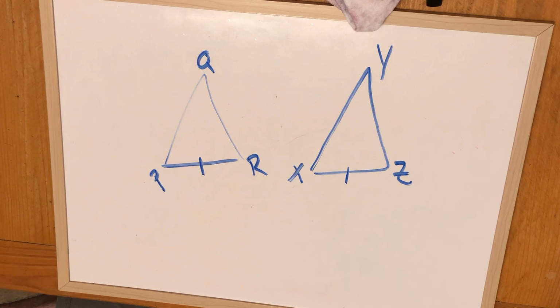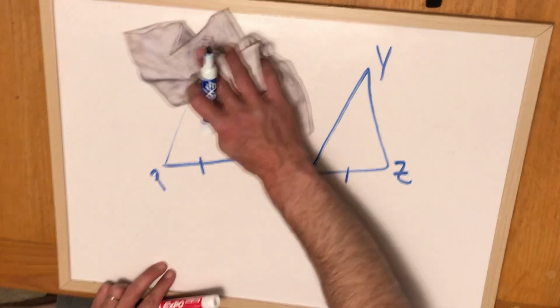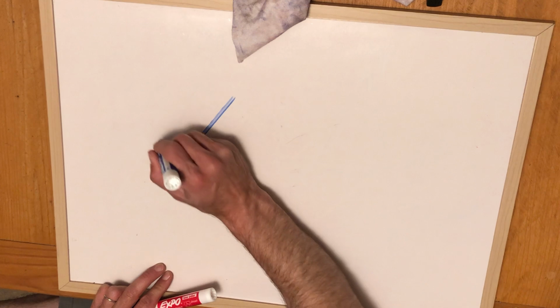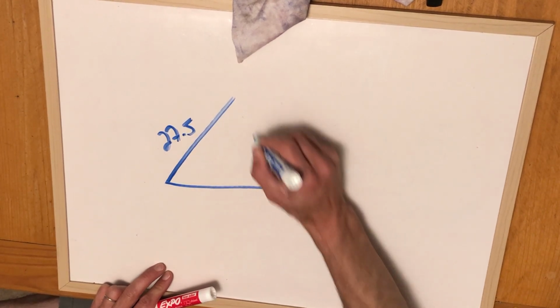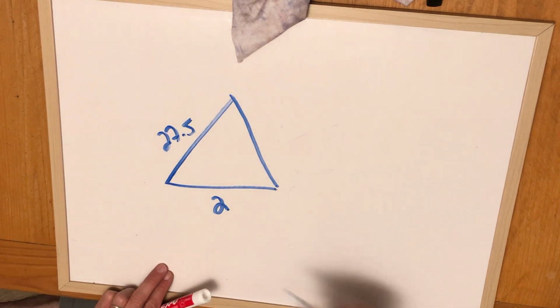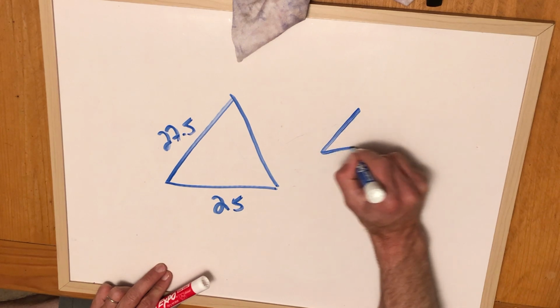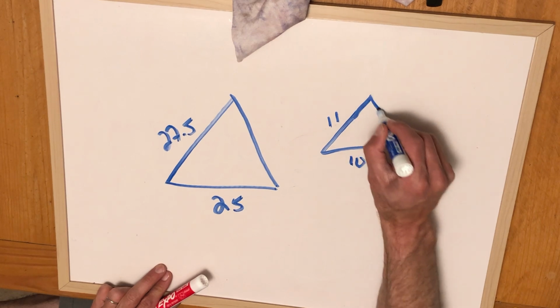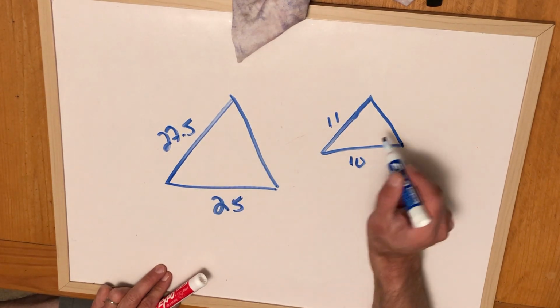The last one. Shown below is an illustration of the triangle, show work. Okay. First off, are they congruent? They're absolutely not congruent because they're not the same size. How do you know they're not the same size? Well, because if this side is 27.5 and this side is 25, this smaller triangle is not 27.5, it's 11 and 10. So these two are not congruent.